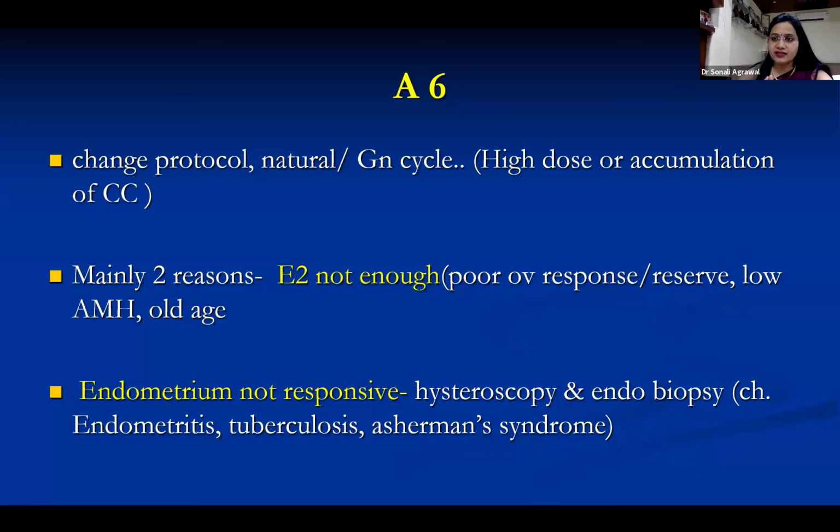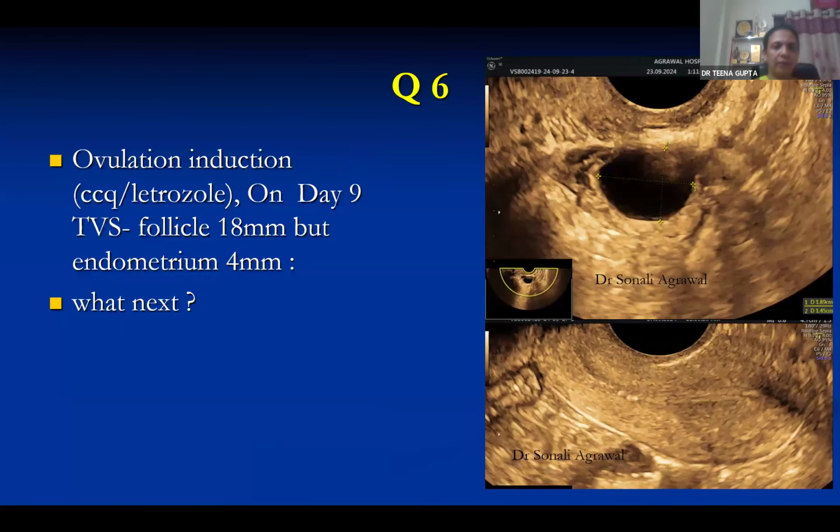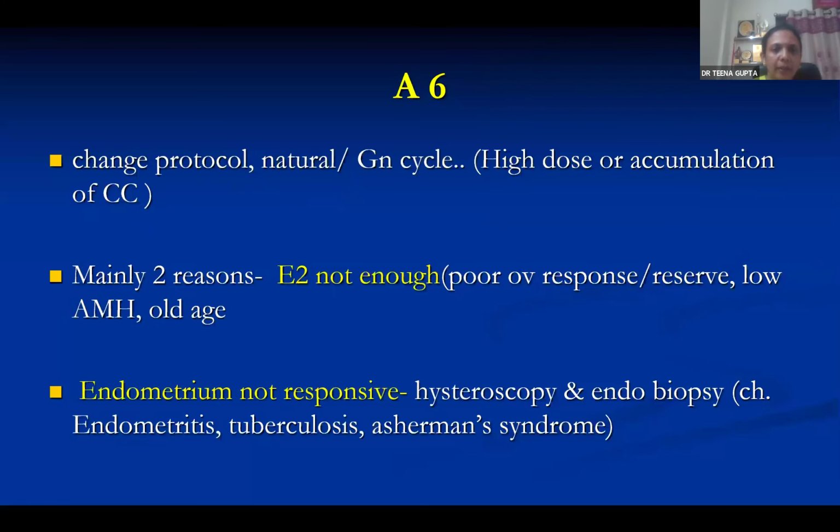I would like to ask our expert to conclude. Dr. Tina? Yes, Sonali. See, the follicle is 18 mm and the endometrium is 4 mm. So the follicle is growing, but the endometrium is not growing in proportion to the size of the follicle. Basically, this means that the estrogen produced by the follicle is not proper for the maintenance of the endometrium. This can be seen especially in CC cycles.